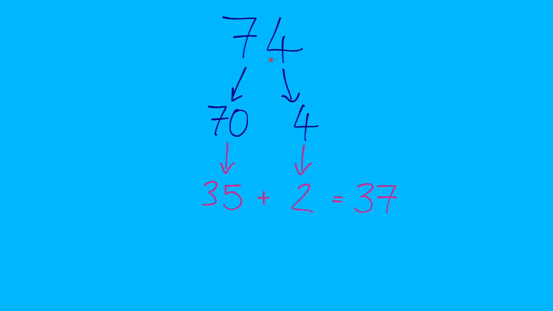So I'm going to do what I did before. I'm going to partition it into 70 and 4. Now I can half each one of those a little bit easier. I know that half of 4 is 2, and half of 70, I know that, half of 70 is 35. Then I need to put my number back together. 35 plus 2 is 37. So I know that half of 74 is 37.